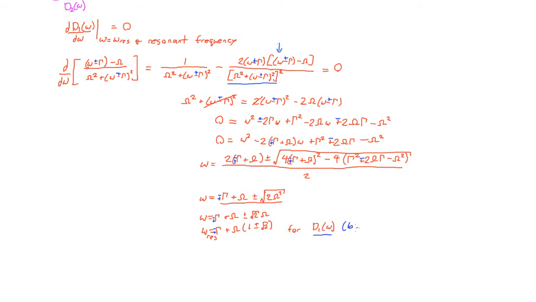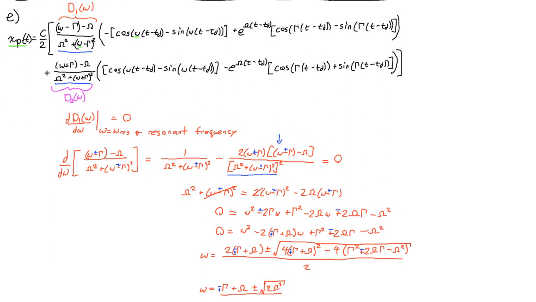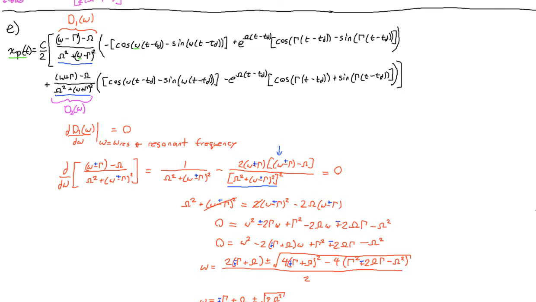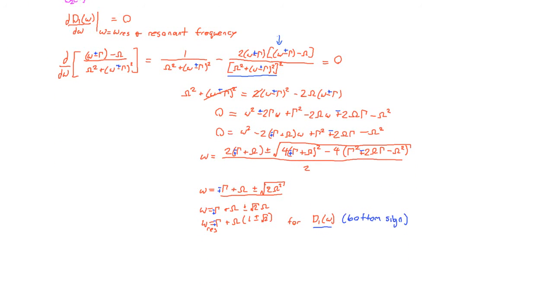Bottom sign. Right, and if you selected the top sign, then it would maximize d sub 2 of omega. So, essentially, what we've done here is we found the resonant frequencies for both of these amplitudes, right? D1 of omega and D2 of omega. So now, let's look at something. This is with dampening, right?